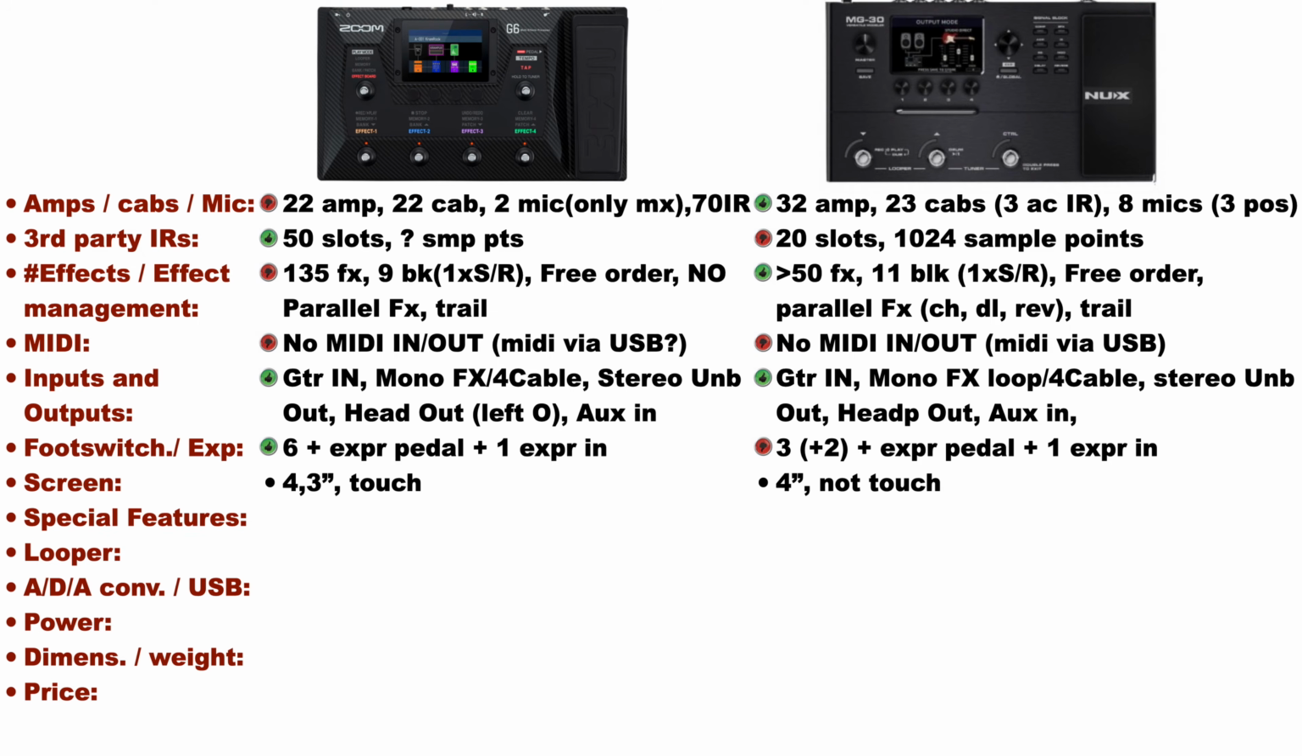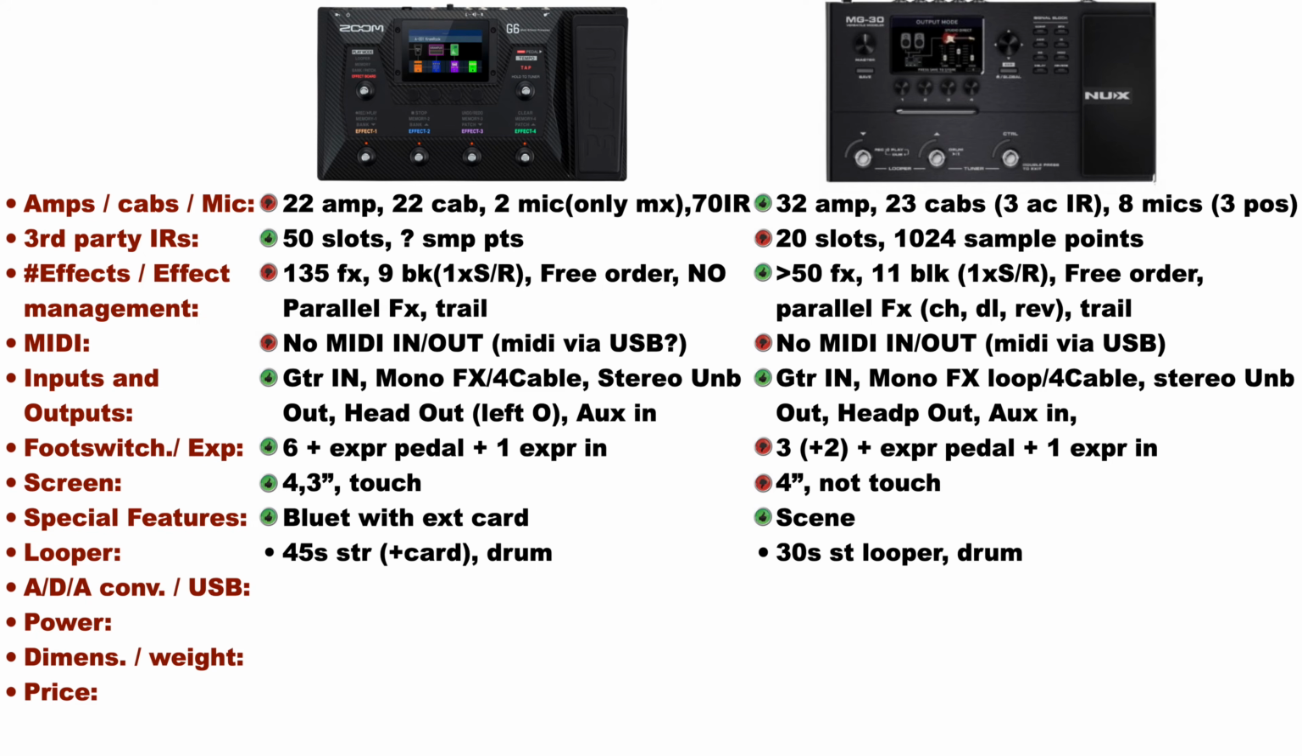The screen of the G6 is bigger and it is touch sensitive, where the MG30 has a screen that is not touch sensitive. As regards special features, I would mention the Bluetooth available in the G6 buying an external card, and the scene management of the MG30, which is actually pretty useful in order to change preset without latency. The G6 offers longer loopers with also the possibility to insert an SD card with basically unlimited looping time.